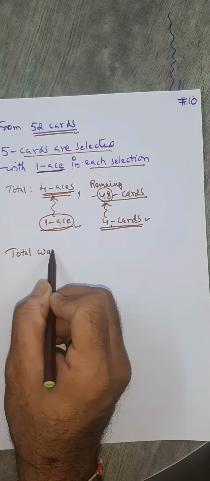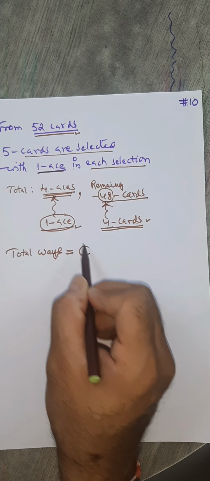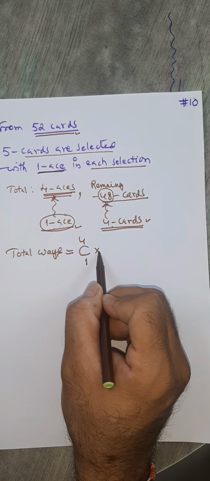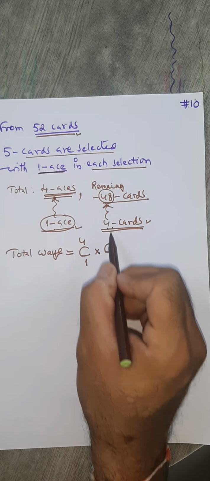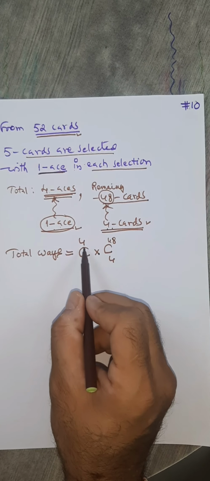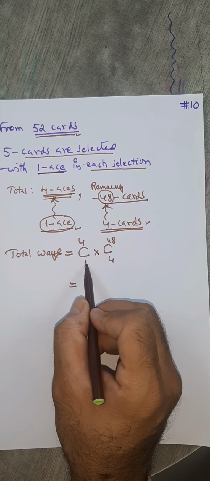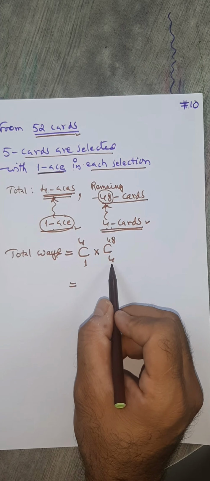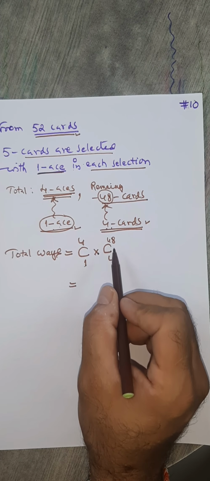So total ways equals to, 1 should be selected from this, 4C1. And means into, by counting principle, the 4 cards should be selected from 48. So 4C1 into 48C4. 1 card should be selected from 4 and 4 cards should be selected from 48. I hope this is clear to you.